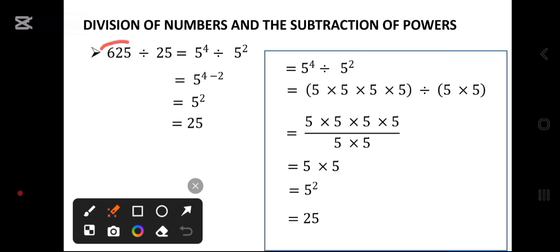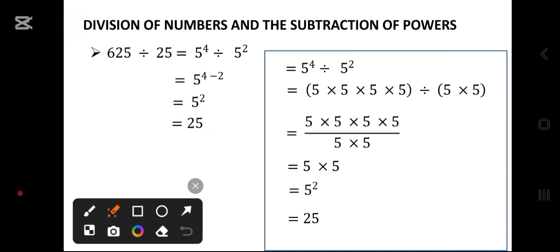This 625 here can be expressed as 5 raised to power 4. This 25 here can be expressed as 5 raised to power 2. The law says, since the bases are the same, we take one of the base, which is 5, then we do subtraction of the powers. So 4 minus 2 gives us 2. So 5 raised to power 2 will give us 25.